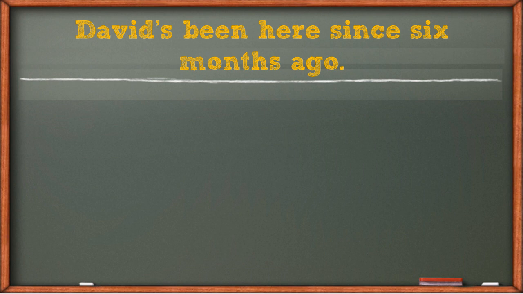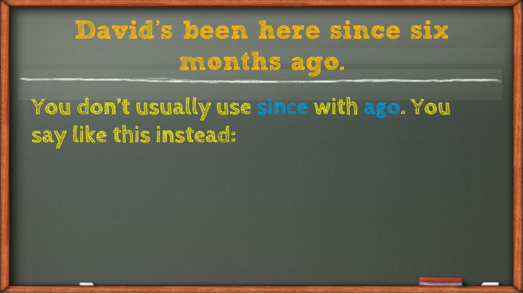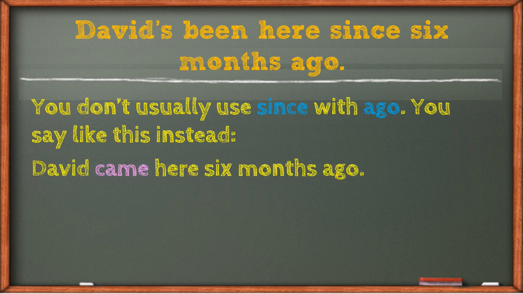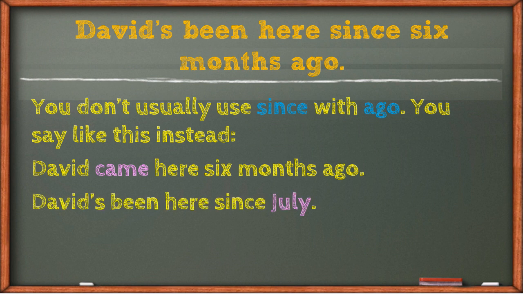David's been here since 6 months ago. You don't usually use "since" with "ago." You say like this instead. David came here 6 months ago. David's been here since July.